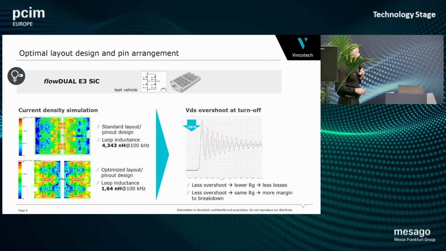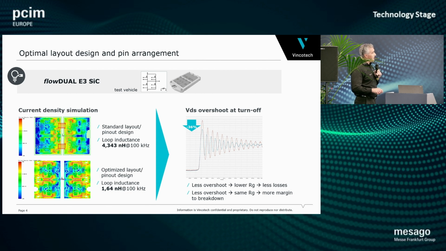And as we can see here, for the standard design, we have a more or less inhomogeneous current density for the inner chips and a loop inductance of 4.3 nanohenries, which is very good for silicon carbide. But with the optimized layout in terms of symmetry, you can even go down to 1.6 nanohenries, and you have a more homogeneous current density distribution.